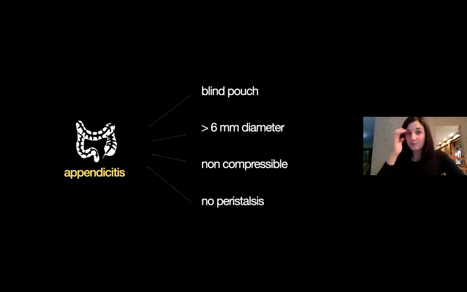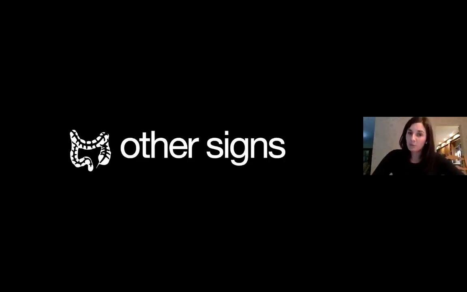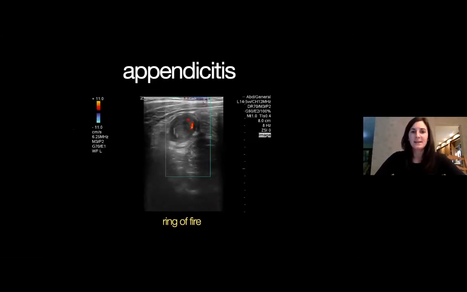So these are the criteria. Blind pouch, again, I remind them, blind pouch, more than 6 millimeter in diameter, non-compressible, and no peristalsis. But there are some other findings that sometimes will help you really confirm that this is what it is. I love this.